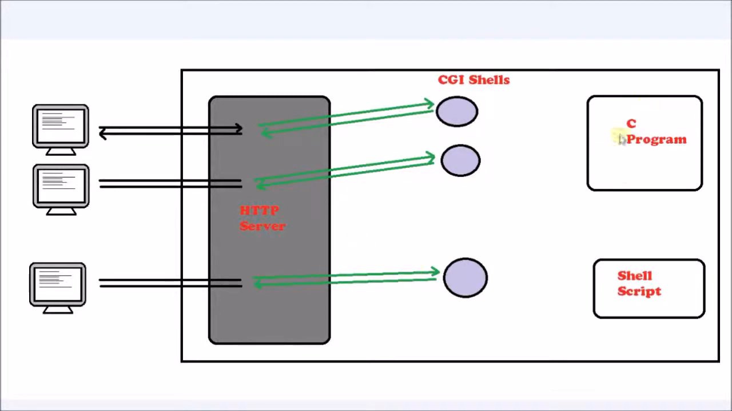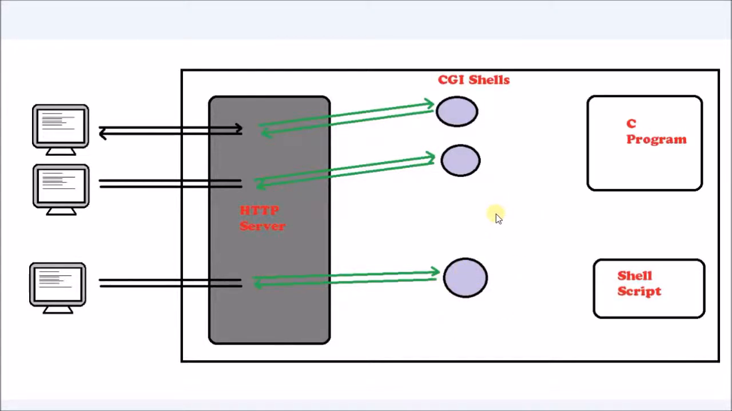Suppose there are two CGI programs residing on the server. One is a C program and other is a Linux shell script. And then there are three clients, out of which two are requesting for the same C program and one is requesting for the shell script. Now, for the two clients requesting for the C program to be executed, two different shells will be spawned, one for each request. And for the client requesting the other one, a separate shell will be spawned.